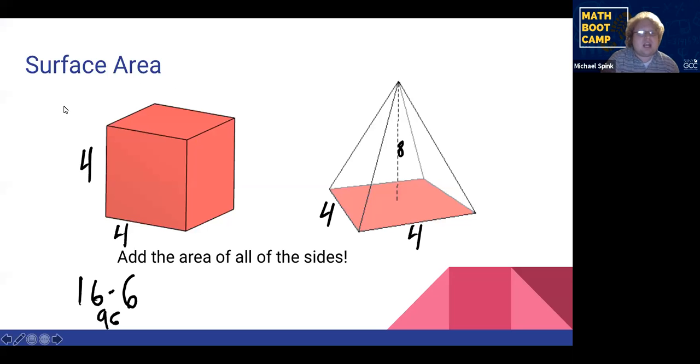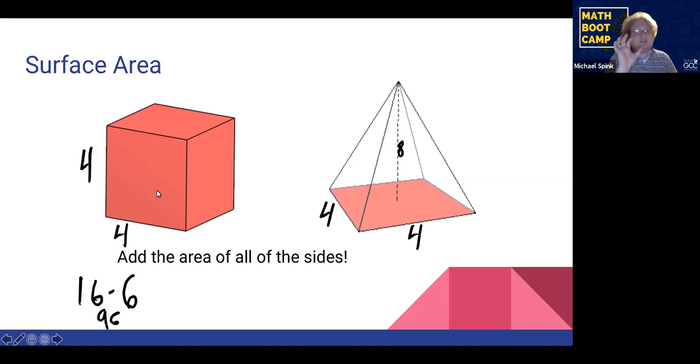Taking a look at this shape here, we have a cube, a little gift box. The surface area is how much wrapping paper we'll need to cover this box if we're going to give it to somebody for their birthday. To find surface area, all we have to do is add up the area of every side of this shape. In this case, this is a cube, so we have to add up all of these little squares. How many squares are there?